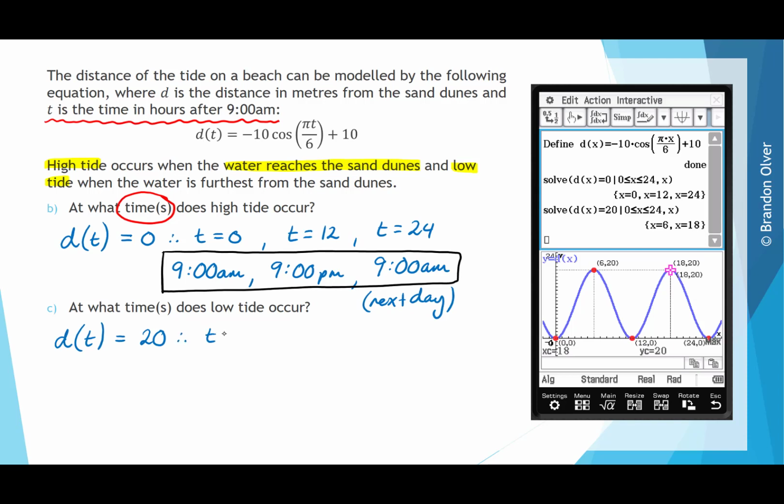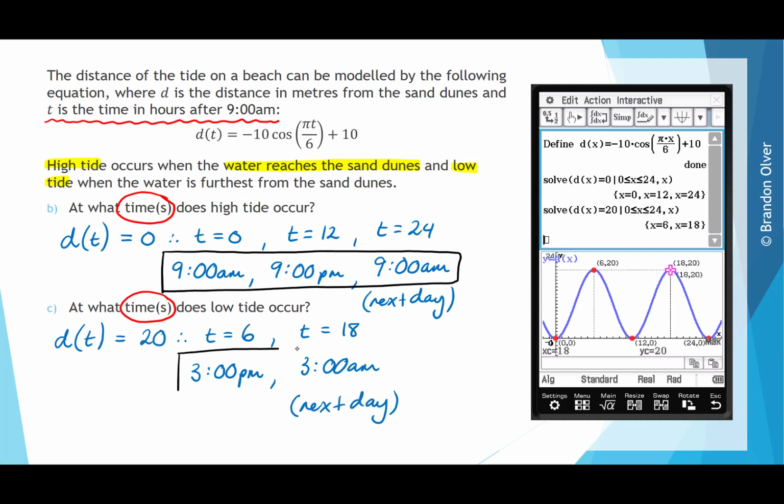And we find that t equals 6 and t equals 18 are the two solutions within the domain t is an element of 0 to 24. Once again, we're asked for the times. So t equals 6 is 6 hours after 9 a.m., and that's going to be at 3 p.m. And t equals 18 is going to be at 3 a.m., but that is going to be the following day. So they are the two times when we have low tide occurring over our domain.